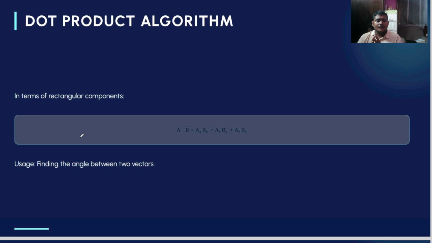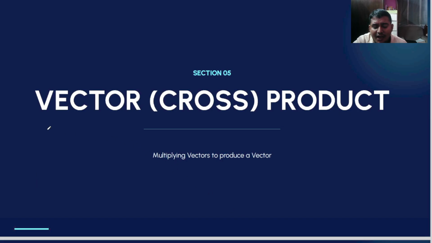In terms of rectangular components, A dot B vector equals ax bx plus ay by plus az bz. These are helpful in finding the angle between two vectors. In class 12 mathematics, you will be applying the dot product to find the angle between two vectors. Now, vector cross product means multiplying vectors to produce a vector quantity only.